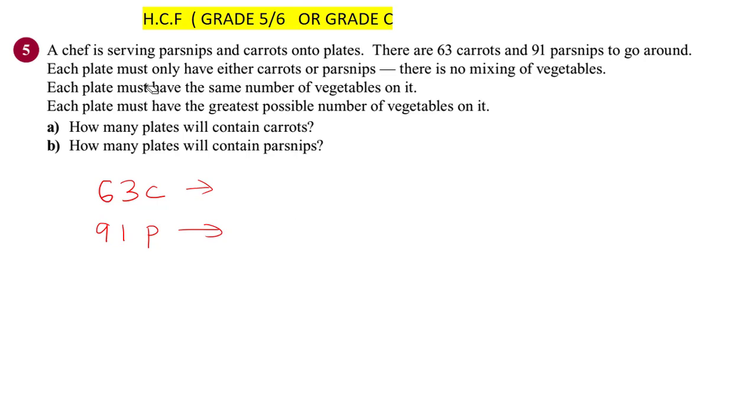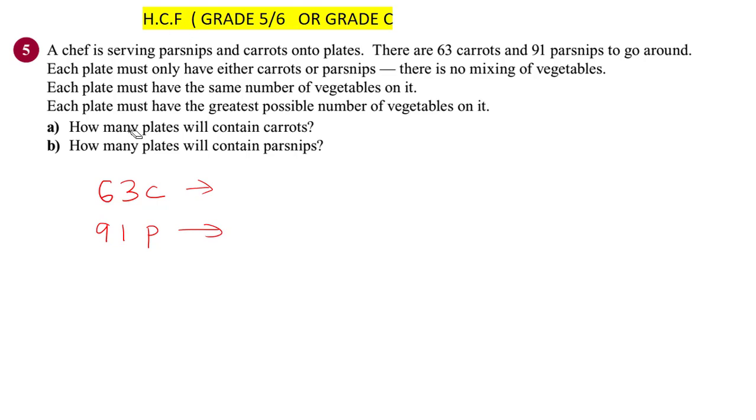So we're being told that each plate must have the same number of vegetables on it. If it's going to be the same number, then I'm going to think about putting carrots on some plates and parsnips on different plates, so that on each plate separately, they are an equal number. So we are thinking about the number that can go into 63 and can also go into 91. Straight away, we are talking about highest common factor. We are talking about common factors. But we're going to be thinking about the biggest number possible because each plate must have the greatest possible number of vegetables. So we are thinking about the biggest number that can go into 63 and can also go into 91. So highest common factor is what we're doing here.